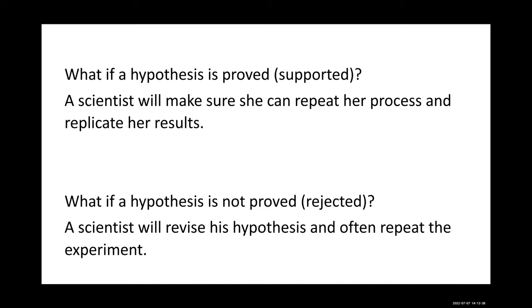So what if your hypothesis is supported? A scientist will make sure that she can repeat her process and replicate her results. And what if it's not supported? What if it's rejected? Then a scientist will revise his hypothesis and often repeat the experiment.